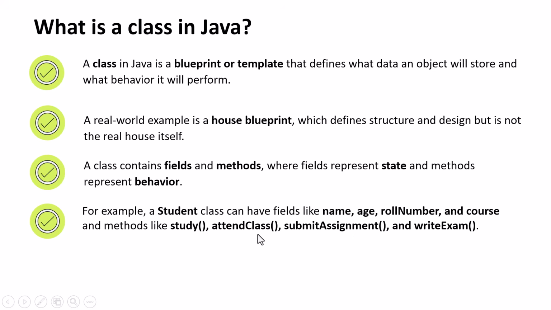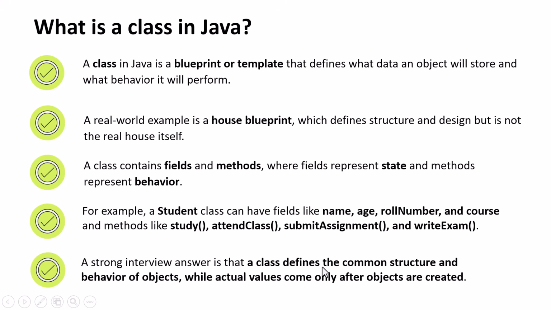One more important interview point is that a class itself does not hold real-world values until objects are created from it. That is why the class is called the design or blueprint, while the object is the actual instance that uses that design in memory. So the best interview answer is this. A class in Java is a blueprint that defines the data and behavior of objects, and it is used to create multiple objects of the same type with a common structure.